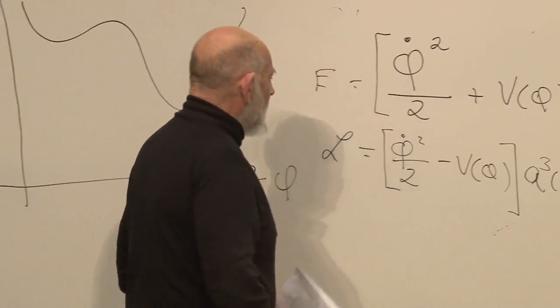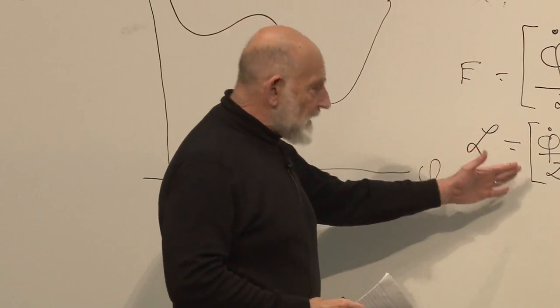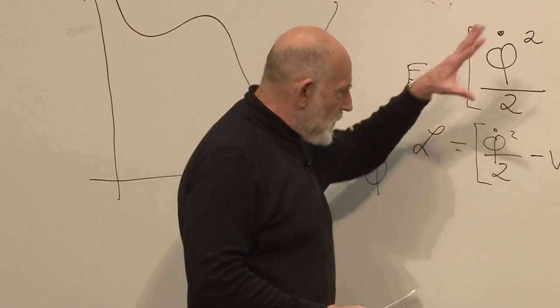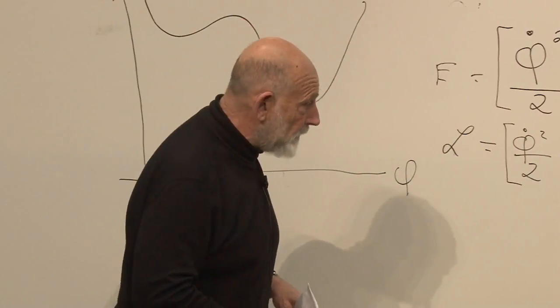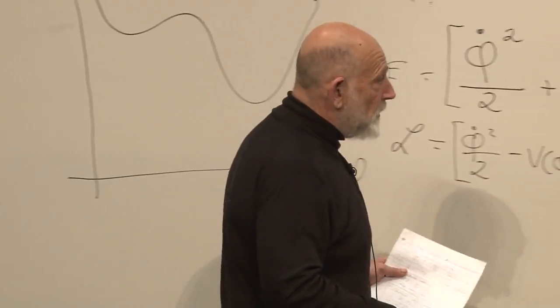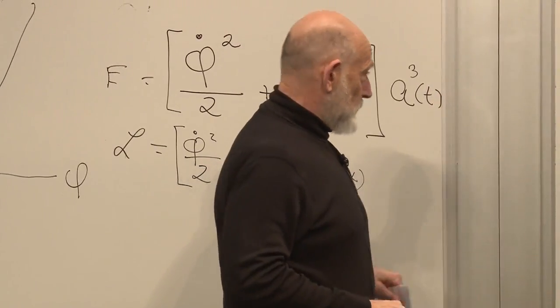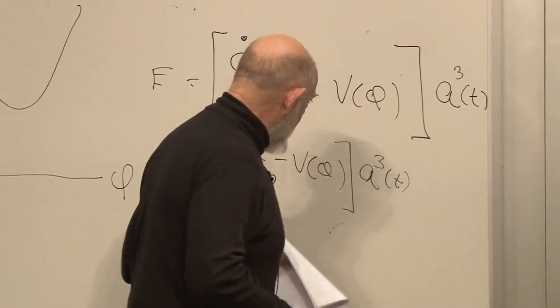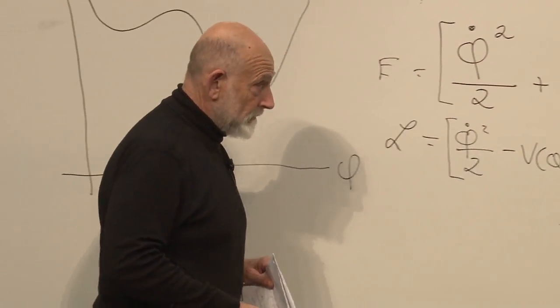Another way to say it is that this was the Lagrange density, the density of the Lagrangian, which you have to then multiply by the volume to find the Lagrangian. Now let's go back and redo the Lagrange equations. Let's do them now correctly, including the a cubed.